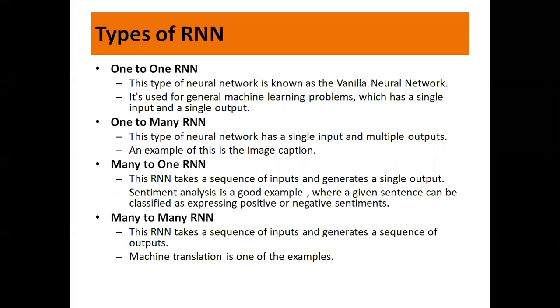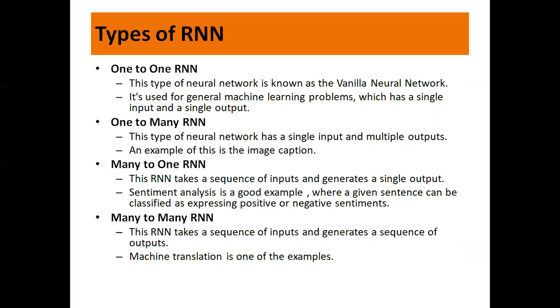Many to one RNN. This RNN takes a sequence of inputs and generates a single output. Sentiment analysis is a good example, where a given sentence can be classified as expressing positive or negative sentiments. Now, after listening to this lecture, you might give a comment. That comment will be an input because it has multiple words, right? Output will be what? Whether the comment is positive or the comment is negative, right? So many to one.